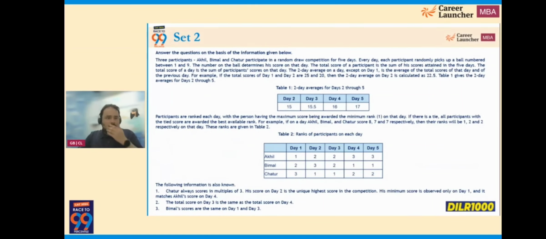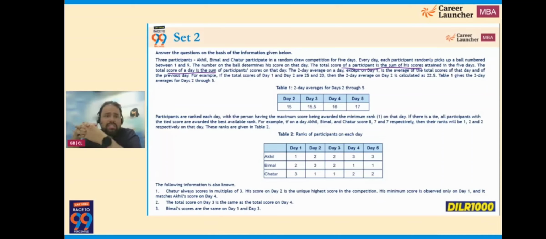Okay, what is in this? 3 participants A, B, C participate in a random draw competition over 5 days. Each day, each participant randomly picks up a ball numbered between 1 and 9. The number on the ball determines the score on that day. The total score of a participant is the sum of scores attained in the 5 days. The total score of a day is the sum of the participants' scores on that day. The 2-day average on a day except day 1 is the average of the total scores of that day and the previous day. I don't think we have to be very particular, we are comfortable with this.